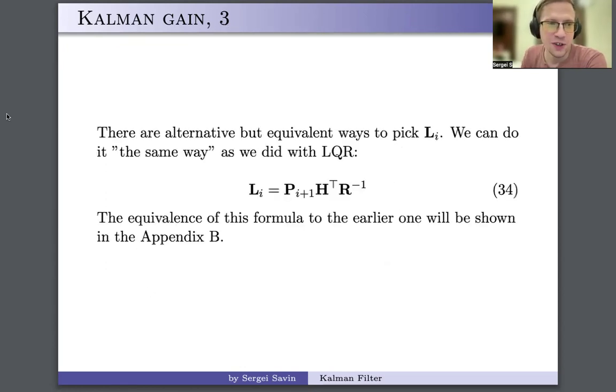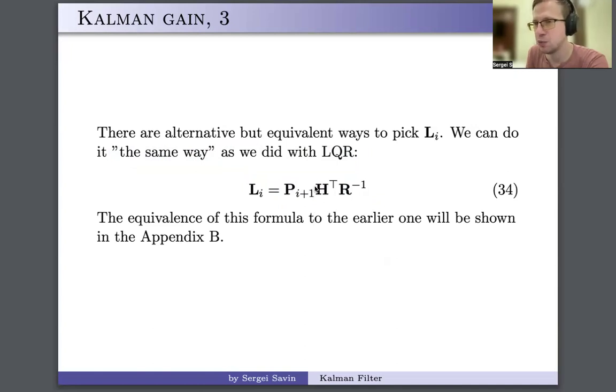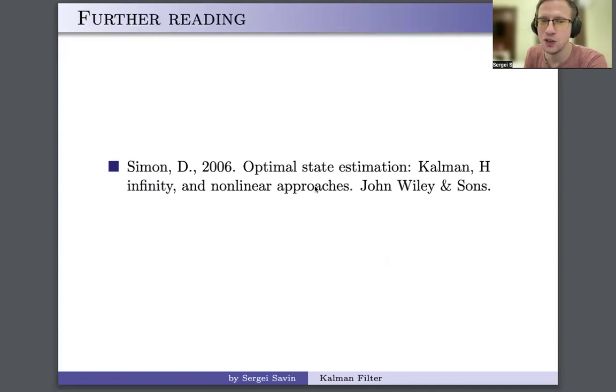Now, it is also possible to compute Kalman filter gain like this, which is kind of interesting. If you don't like how big this other formula is, you can compute it like this. You use a posteriori covariance times H transpose times R inverse. It looks exactly like LQR gain. Very simple. And the equivalence of those two, I showed in Appendix B. So if you want to see why this is equivalent to the other formula, look at Appendix B. There is a proof. For today, I think we had enough mathematics. So if you're interested, you can look.